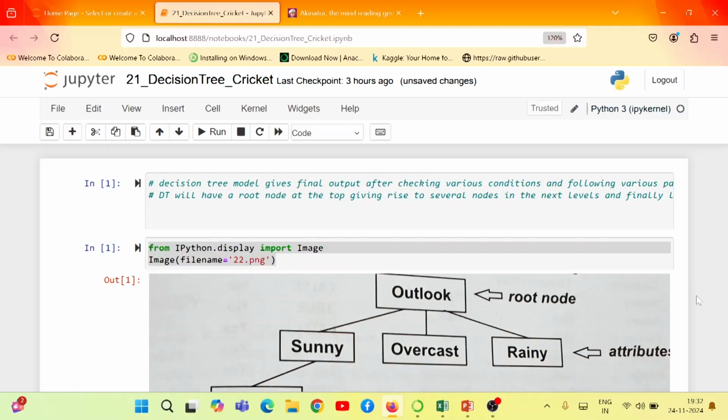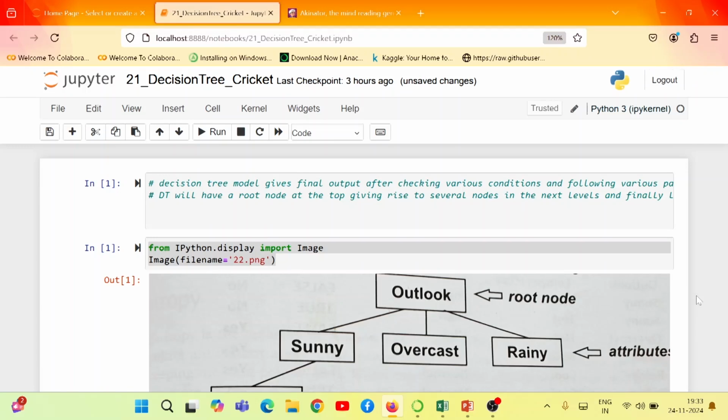Today we will learn the implementation of another classification technique, that is a decision tree, by using Python programming. Now let us discuss the decision tree. Let us understand this concept by taking one example. Suppose we want to play cricket today.